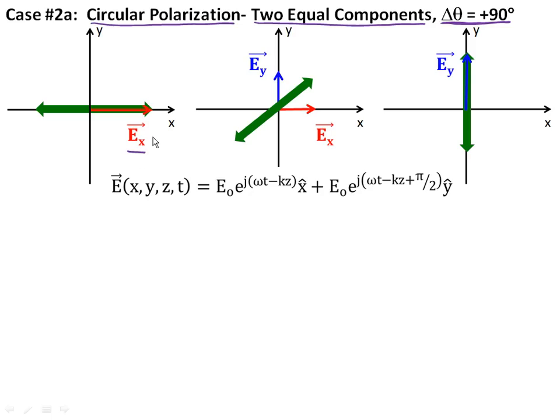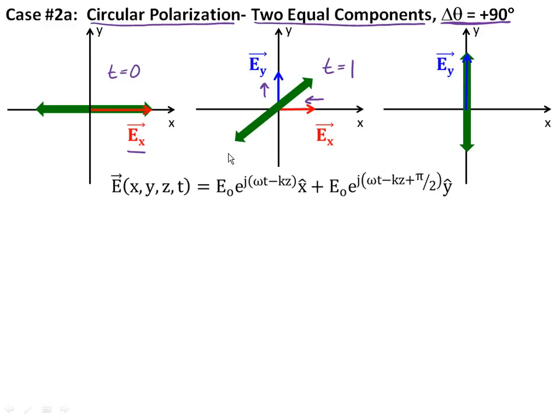As we go to the next point in time, and so let's call this t equals 0, as we go to the next point in time, t equals 1, because these are sinusoidal waves, the x component is shrinking, it's getting smaller, and the y component is growing, it's getting bigger.